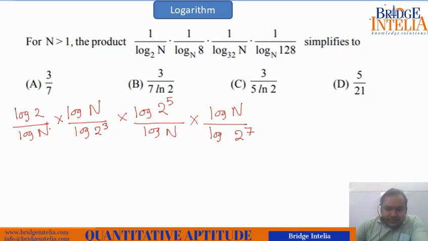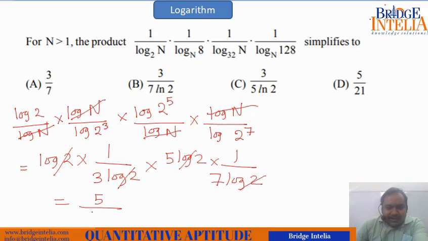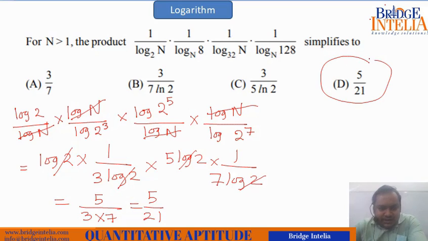If you see carefully, these log n terms cancel each other out. So what are we left with? We are left with log 2 into 1 by, this 3 can be taken outside and multiplied. Similarly, this 5 can be taken out, and this 7 can also be taken out. Now these log 2 terms cancel each other out and we are simply left with 5 divided by 3 into 7, which is equal to 5 divided by 21. So this is the final answer, 5 divided by 21. So let's move further.